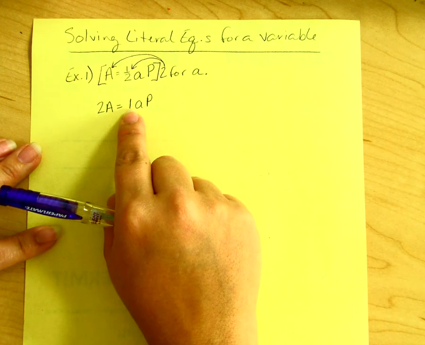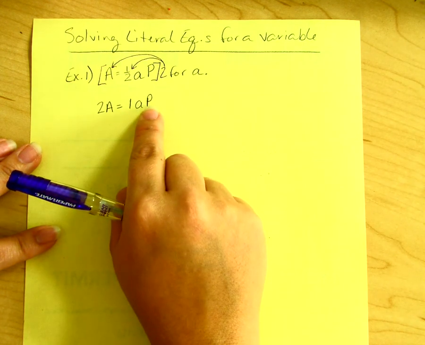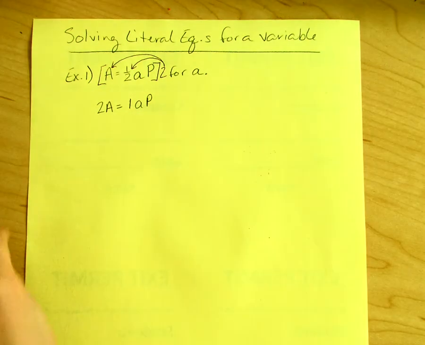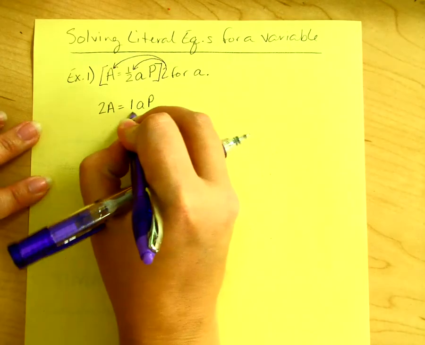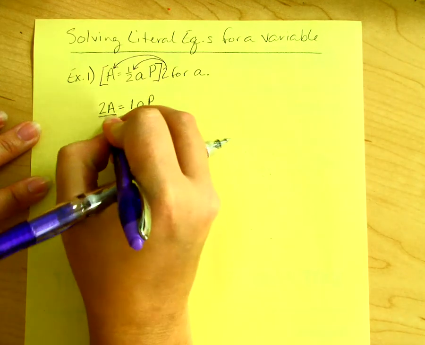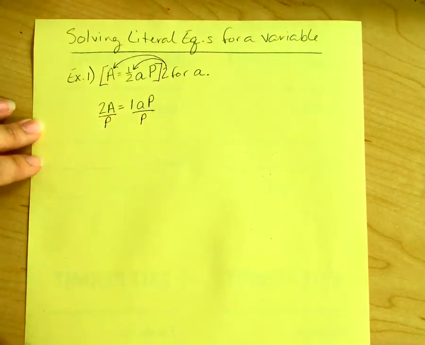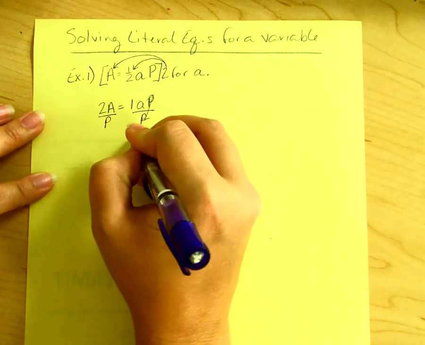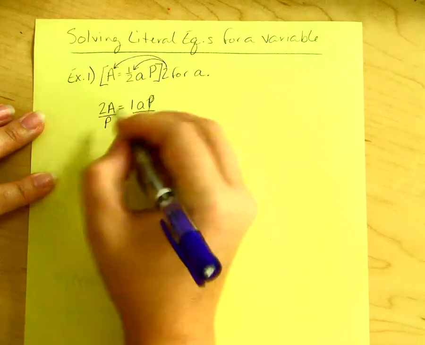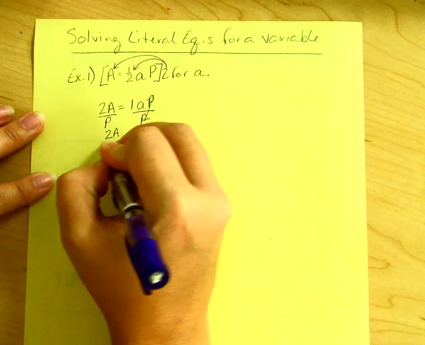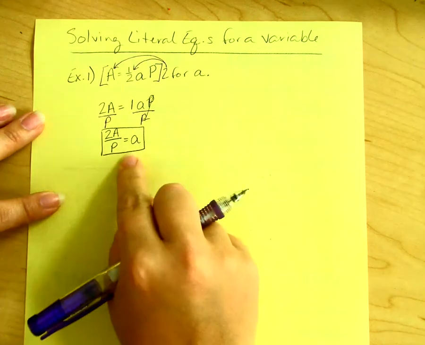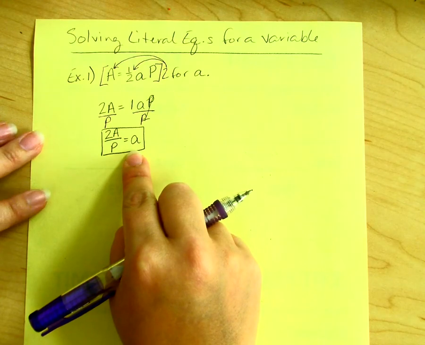Now I notice that next to my a, I still have this p, and it's being multiplied. So to get rid of that multiplication, I will divide both sides by p. And when I divide both sides by p, this cancels to a positive 1, and I'm left with that 1a. And on the left, I have 2a divided by p. And then you're done. Your whole goal is just to get that individual letter by itself.